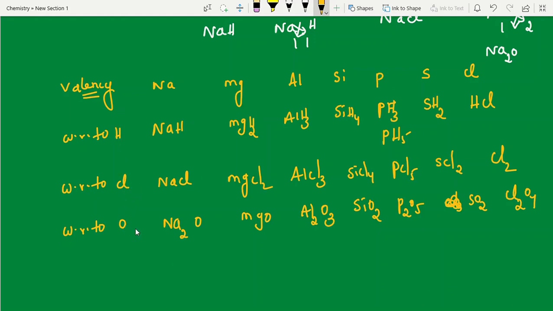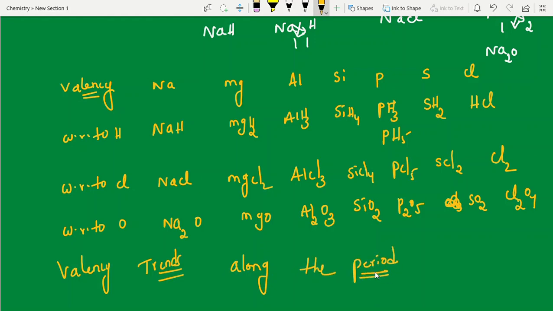Clear, students? Next video I am going to write all valencies for all the elements. I will take S block elements and P block elements, and write valencies and oxidation states together. So before coming to the class, I am giving one question here: valency trend along the period, what happened? Is it decreasing or increasing? Let me know. This is your question, students.